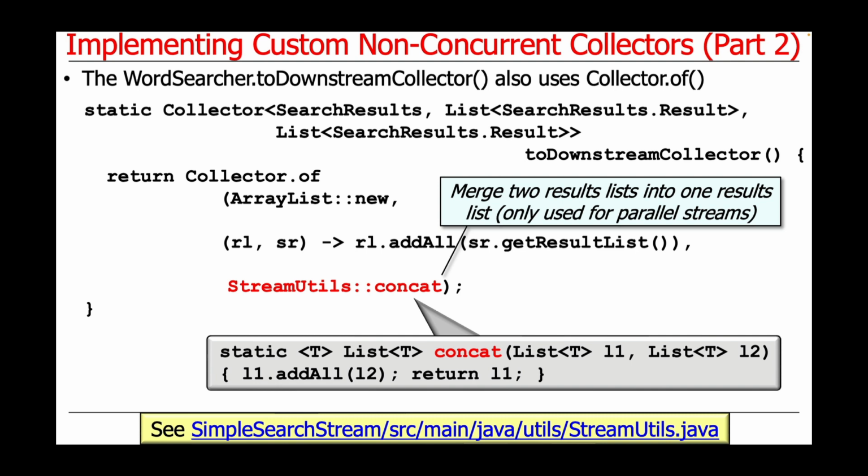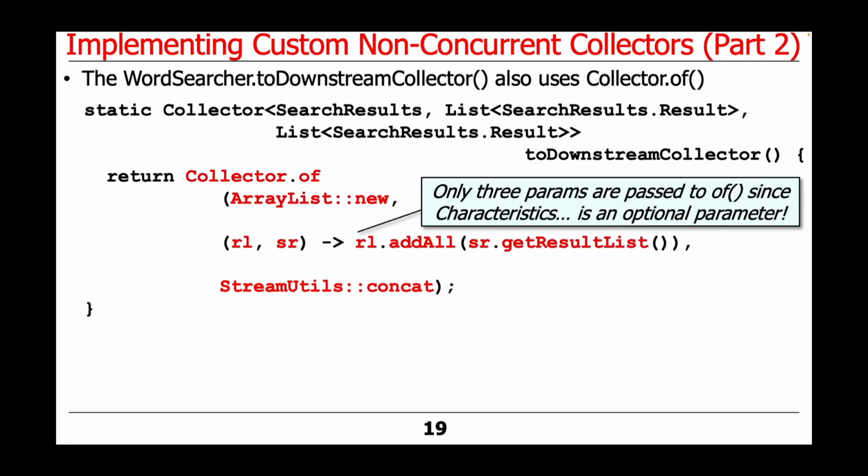Here's what concat does. It takes two lists, parameterized by type T, and it adds the second list to the first list to preserve encounter order. Why not? And then we return the first list. It would be nice if that was added to Java. I don't know why they never did it, but at this point it's probably unlikely they'll do it. But anyway, that's the way you can do that in order to be able to make a very simple method reference you can pass as the final parameter. Once again, there's only 3 parameters that are passed here because characteristics is an optional parameter.